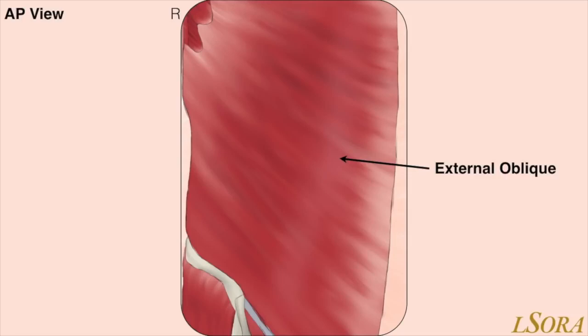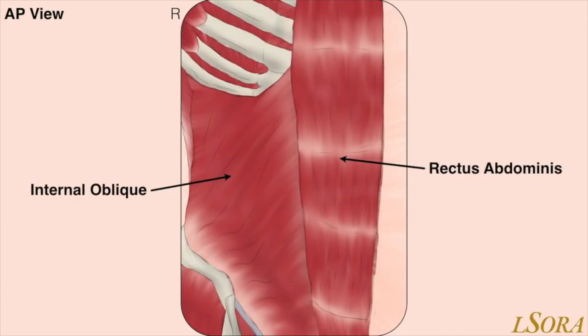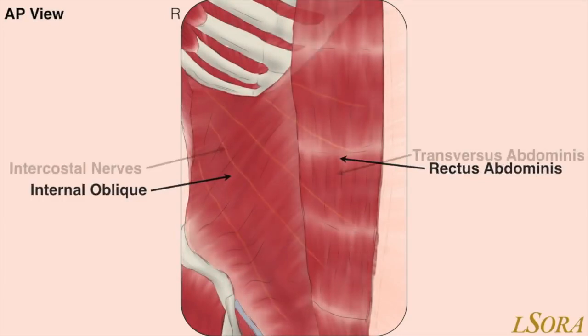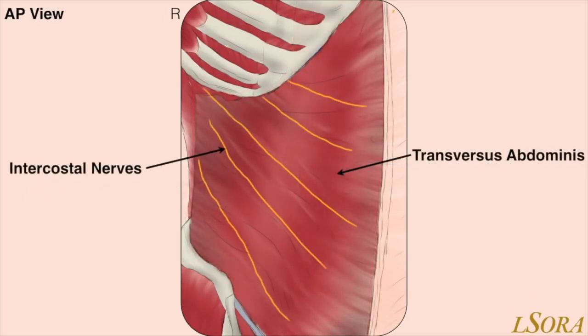Here we are looking at the muscle layers of the anterolateral abdominal wall from the right hand side. We've got three flat muscles, the external oblique, the internal oblique and the transversus abdominis, and a paired vertical muscle, the rectus abdominis. The intercostal nerves from T6 to T12 line the plane between the transversus abdominis muscle and the internal oblique.